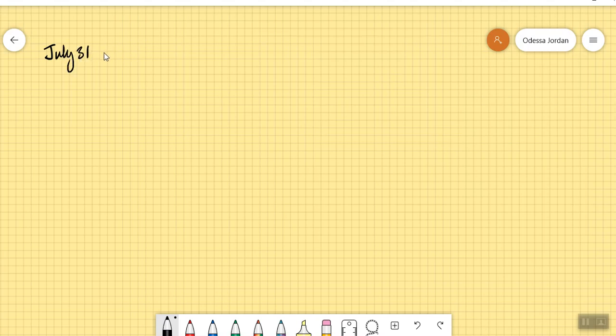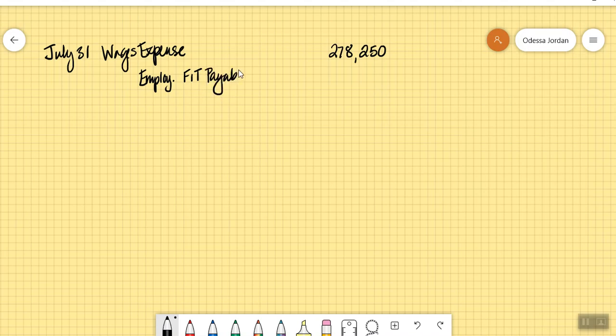July 31st. So wages expense, and you can always follow along this and look in the book. I'm just showing you how it should be done. I'm not going to go through every single thing. Wages expense is going to be debited, of course, because it's an expense. And then we're going to put in the employees, and I'm going to abbreviate here, the FIT, federal income taxes payable. I always need to put payable because it is a liability and has not been paid yet.